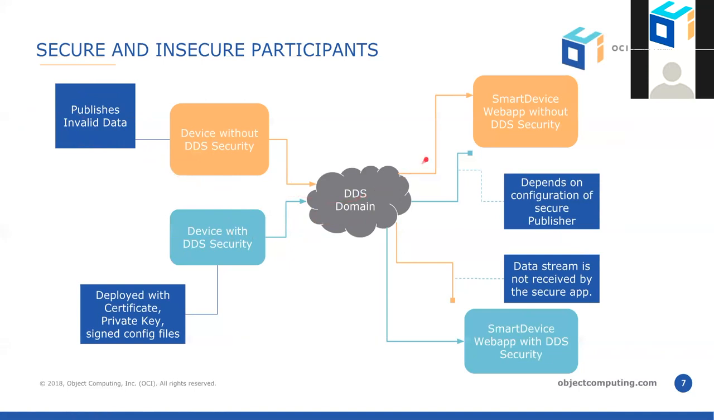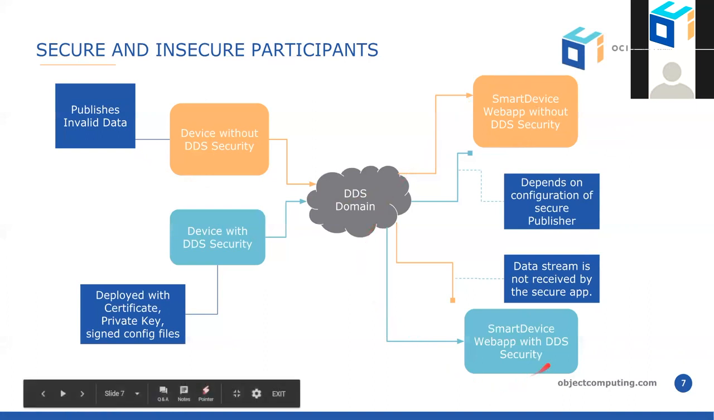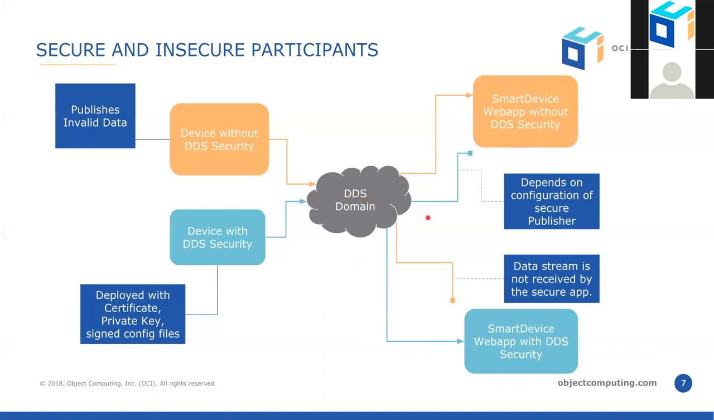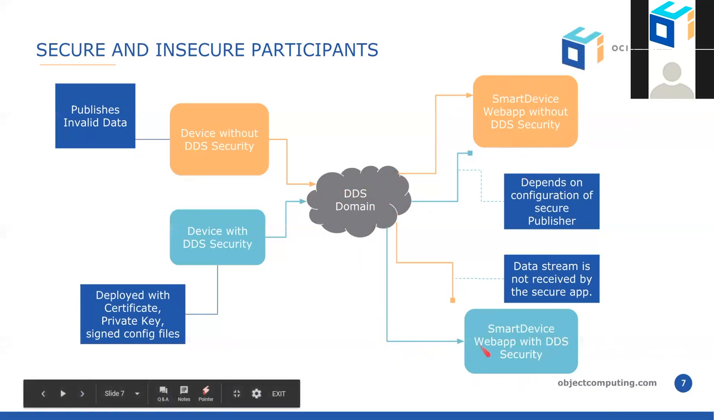Now let's look at the receiving side. On the top, we're showing the Smart Device Web App without DDS security enabled. And below, the Smart Device Web App with DDS security enabled. As we've illustrated with the different colored lines representing data flows here, the Smart Device Web App with DDS security will not see this imposter data, because a secure authentication could not be established between this application, the smart device with DDS security, and this one, the device without DDS security.